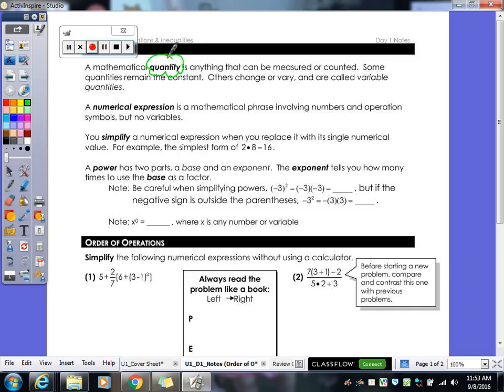Numerical expression. You guys have known numerical expressions for a while. It's a mathematical phrase involving numbers and operations, but absolutely no symbols. So for example, 2 plus 3 minus 7. That is a numerical expression because all I have in there are numbers. That's where the numerical part comes in.